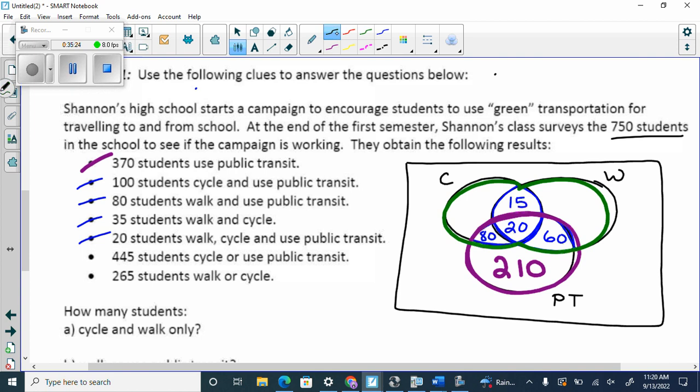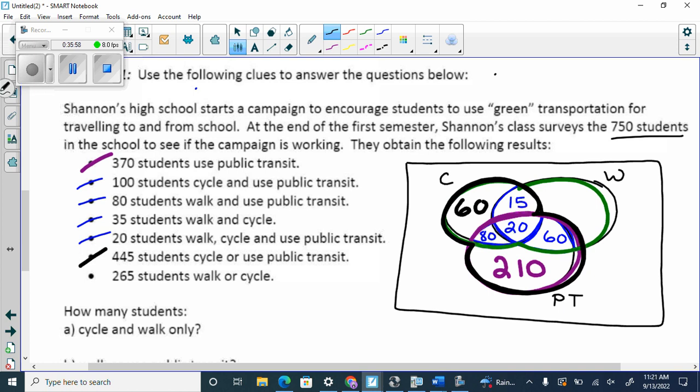So I go back here and I say, okay, well, there's one more option. It's cycle or public transit. So I go to the cycle or public transit snowman. And how many pieces of information am I missing in this one? One. So can I do this one? Yeah. So just don't do the other one yet. Okay? So when I add these up, I need to have 445. I have 210, 310, 370, 385. So how many should be here? 60? Yeah?